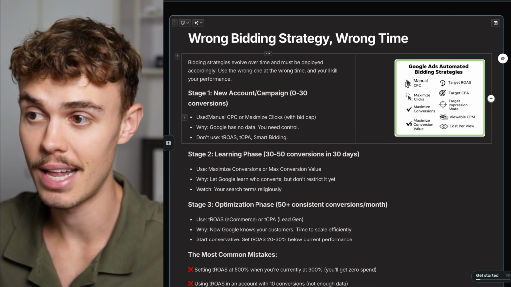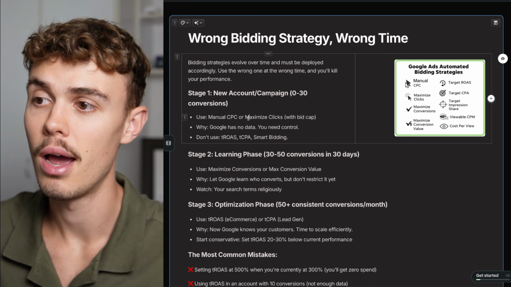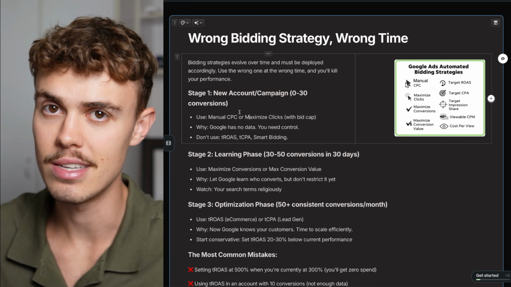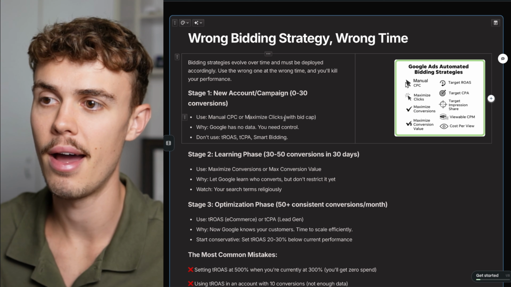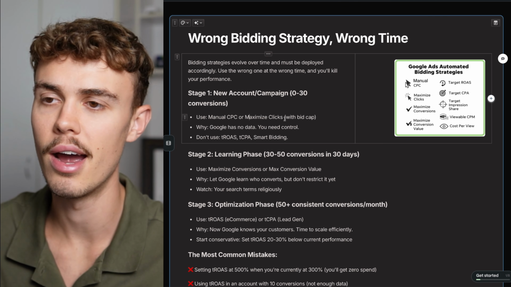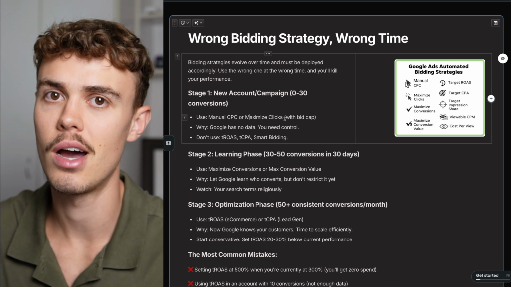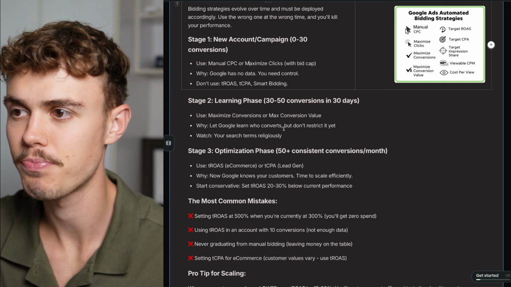Stick with the classics, manual CPC if you're comfortable, or maximize clicks if you just want a really easy solution. Throw on a bid cap and just watch that bid cap to make sure it's not too high, so you don't bid ridiculously high on your potential keywords.